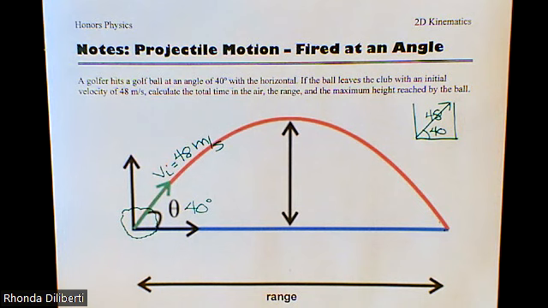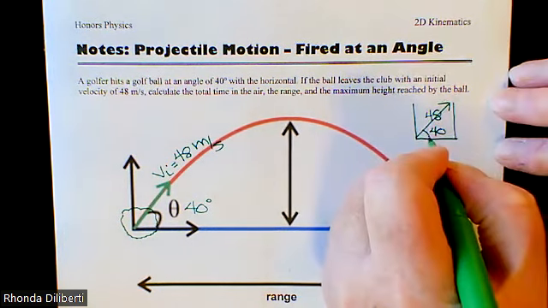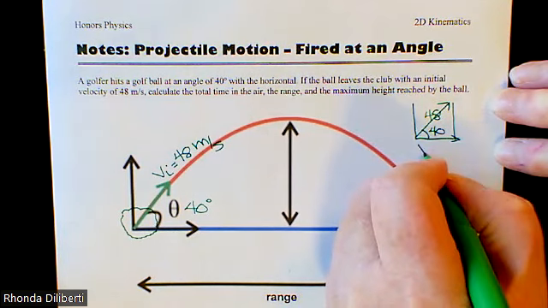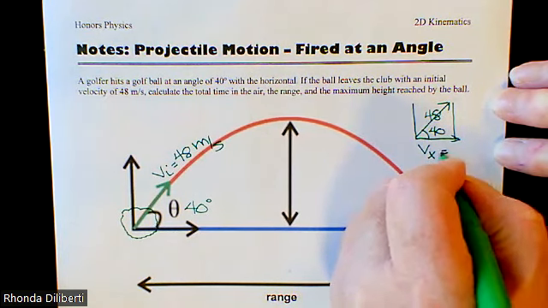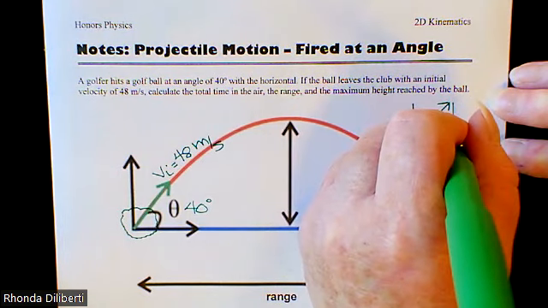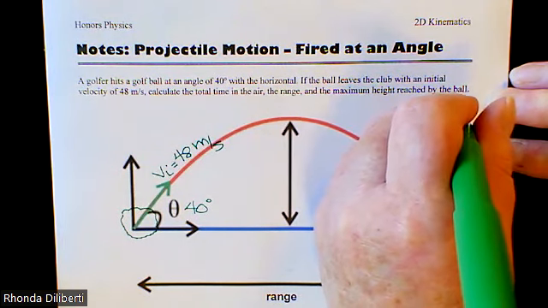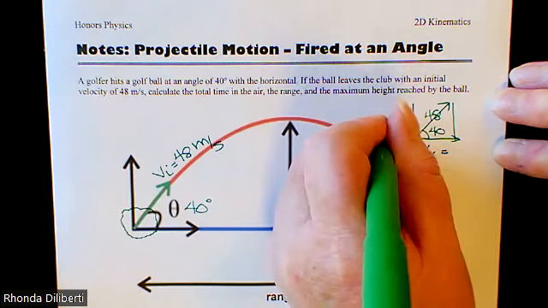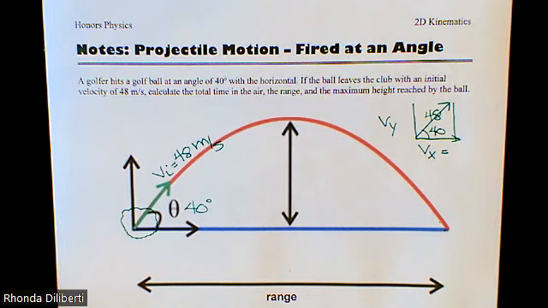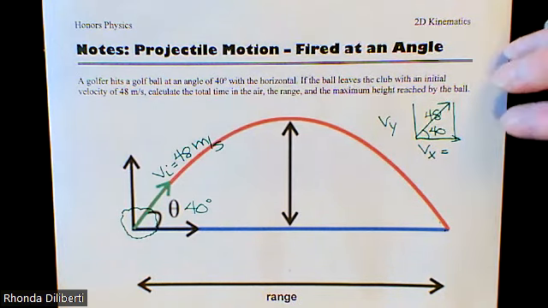That means that when the golf ball is hit, part of this hitting of the golf ball is going to project the golf ball in the x direction. And part of hitting the golf ball at an angle is going to project it upward in the y direction. So the first thing I have to do is take the initial velocity and break it down into its x and y components.